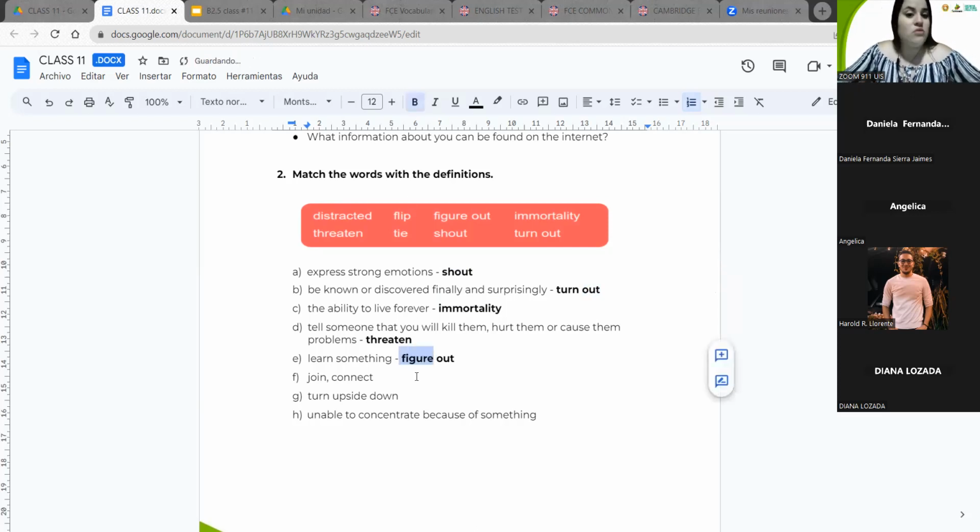Figure something out. What about join, connect? Tie. Very good, guys. Excellent. That is tie. Turn upside down. Flip. That will be to turn something upside down.